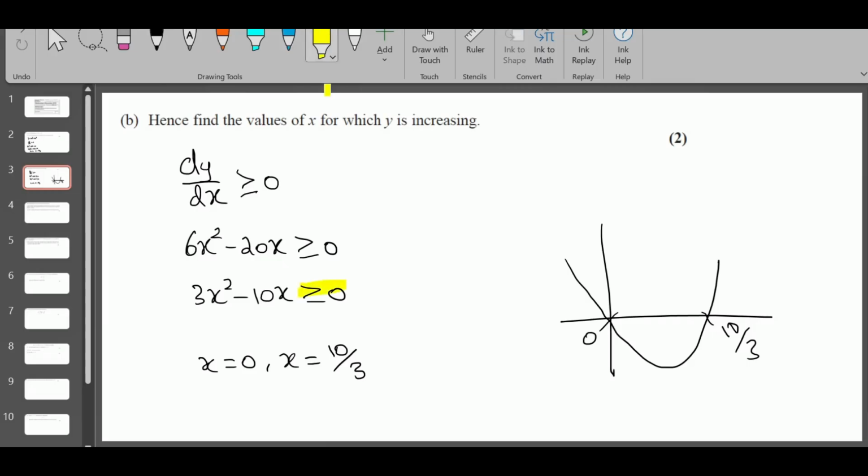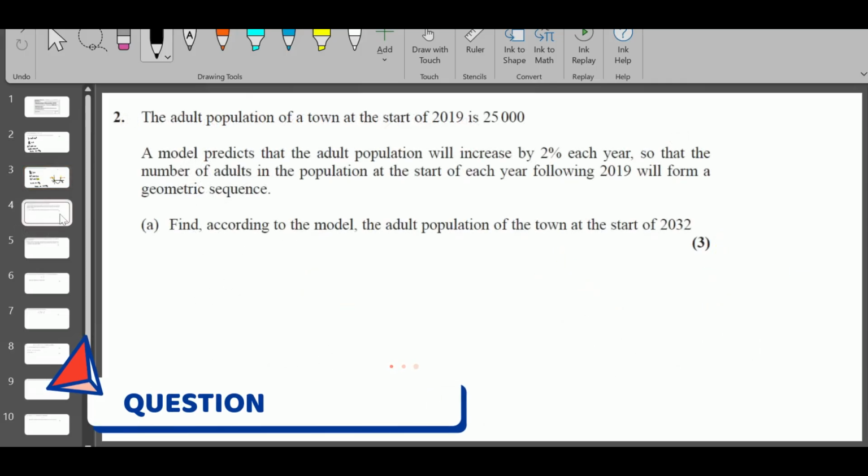Now when they say greater than or equal to 0, they are talking about these two pieces, and the corresponding x values are the solutions. So the solution is x is less than or equal to 0 or x is greater than or equal to 10 over 3. That's all. Question number 2 now.